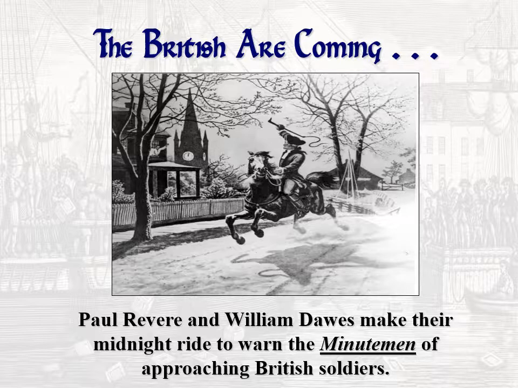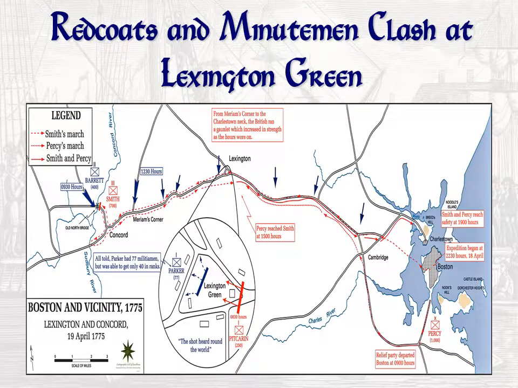Okay, so these guys go on their midnight ride. They warn the countryside that the British are coming. Gather your arms, prepare yourselves. We must defend ourselves because the British are out to get us. All right, so what happens? Halfway to Concord, the British soldiers arrive at a place called Lexington Green, located here.